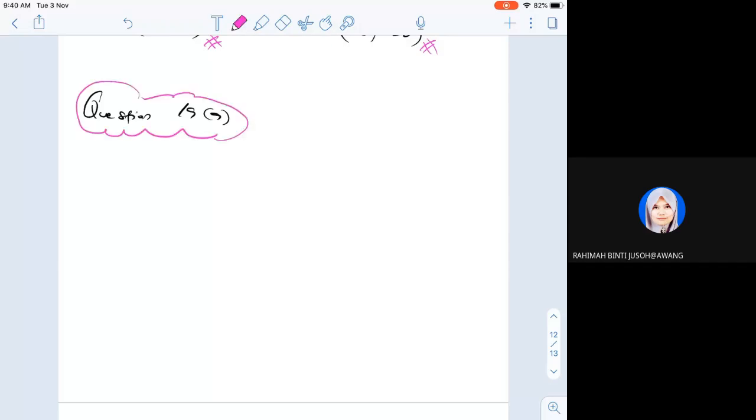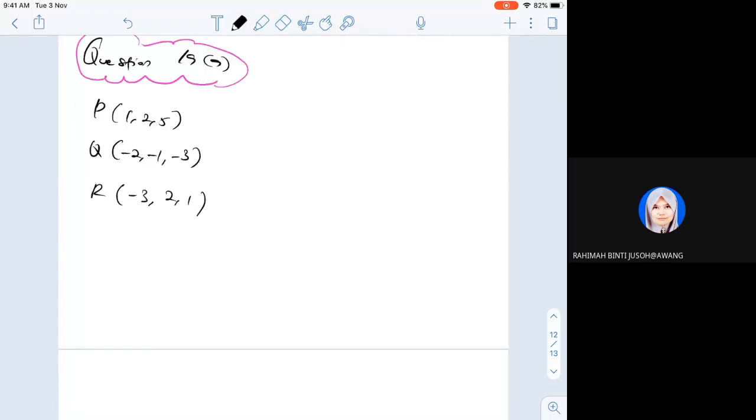Okay, question number 19A, we have 3 points. Let's say, okay, kita denote sebagai PQR lah, ketiga-tiga titik ni. We have P, let's say 1, 2, 5. Q, we have -2, -1, and -3. And then R, we have -3, 2, 1. Okay. So, denote equations of plane that passes through 3 points. Okay. Find equations of plane. Plane. Tadi line, ni plane pula.